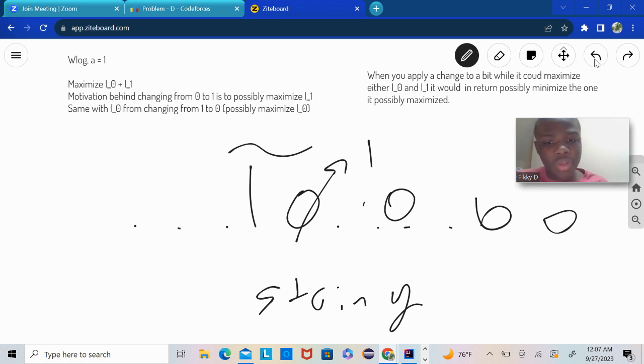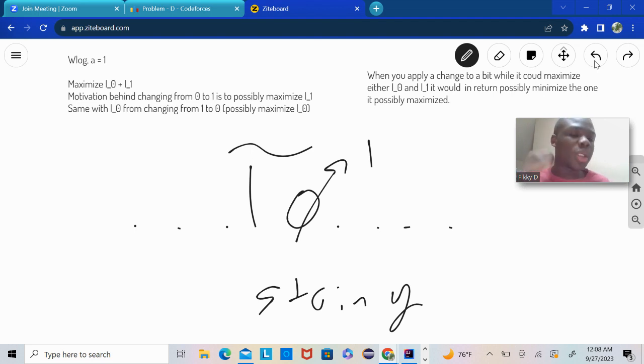It's not obvious, when we're at each bit, what to change, because if you change something to 1, it can possibly maximize L1, but then it can also minimize L0. If you change something to 0, it can possibly maximize L0, but then minimize L1. So the idea is that there are competing effects.